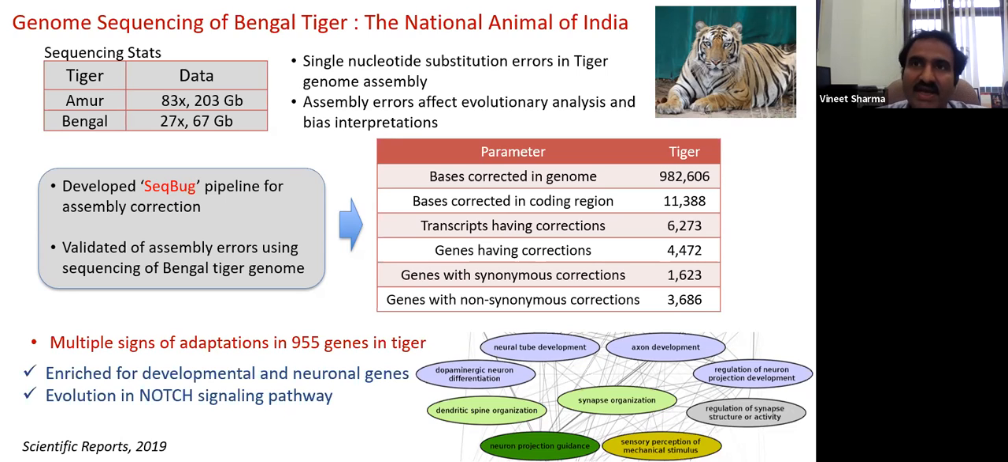then when we looked at the tiger genome, we could find that the genes that are involved in development and neuronal functions are very much evolved, and in notch pathways. So basically, this tiger can respond to stimuli. It can hunt and it has those kind of skills. So basically, this is very important.